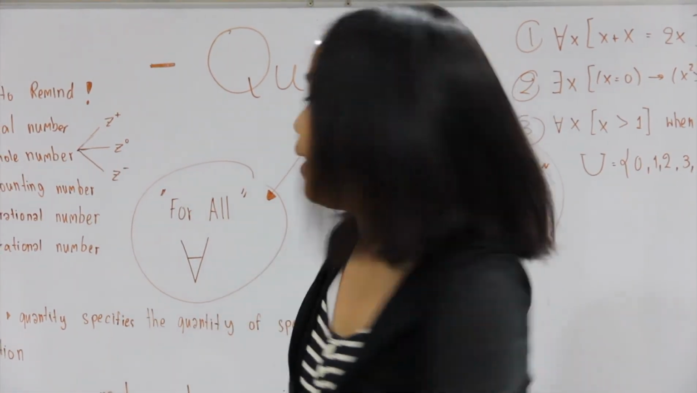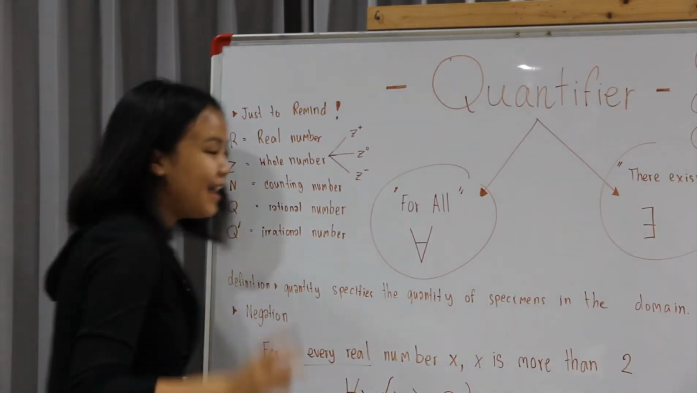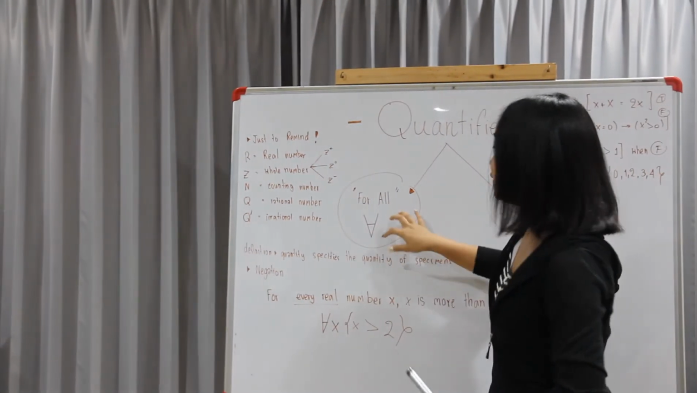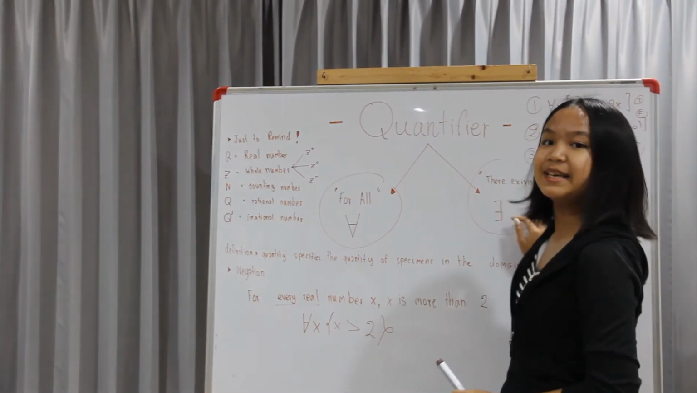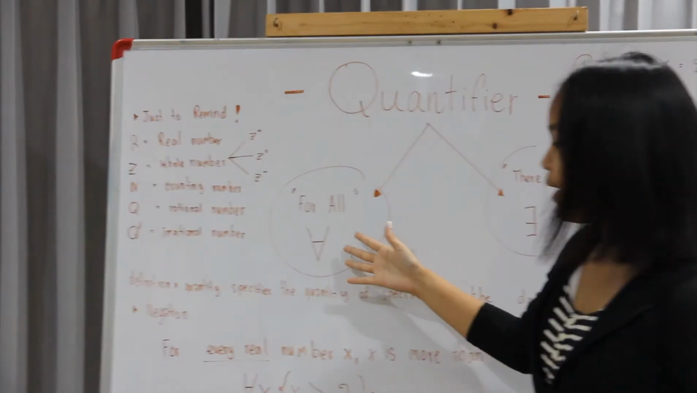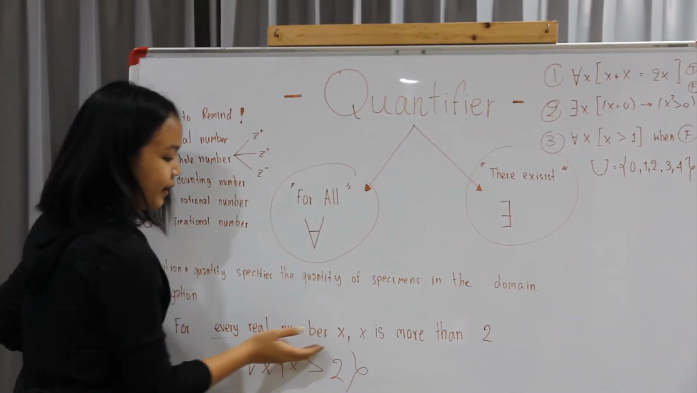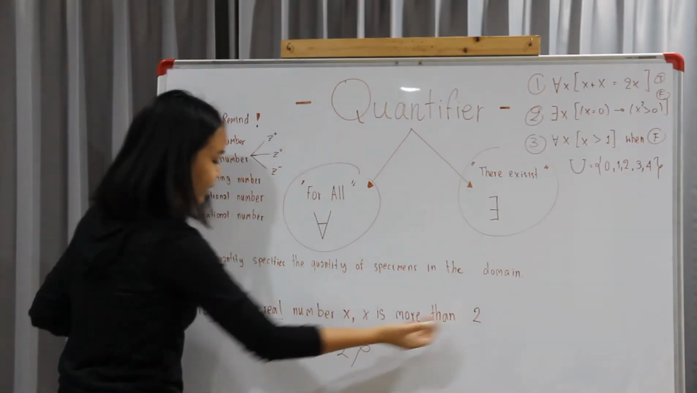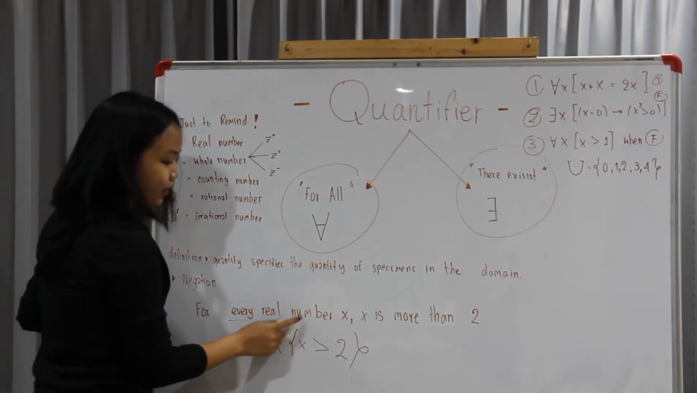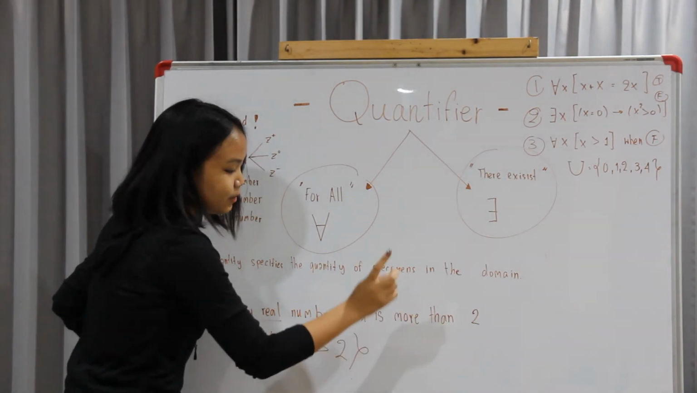And just before we go, I want to show you something called a negation. Negation means something that is opposite. So the negation of for all is there exists. The negation of for some, or there exists, is for all. Like the negation of for every real number x, x is more than 2. The negation here is that for some real number x, x is less than or equal to 2.